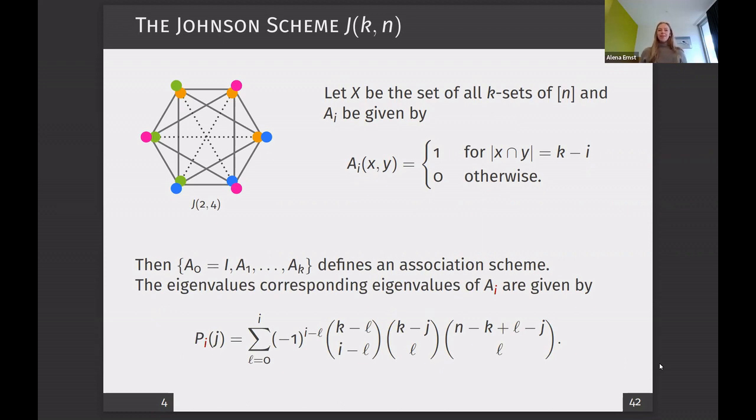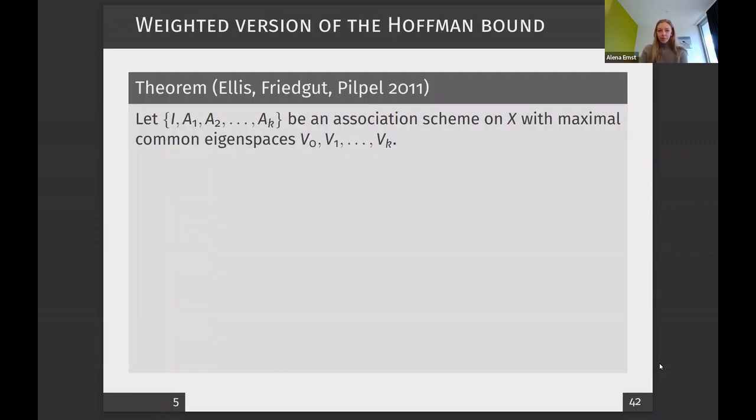Okay, so as I mentioned, we want to construct a graph such that our t-intersecting set is an independent set within the graph. And then we will not apply the classical Hoffman bound, but a weighted version, which is the following one.